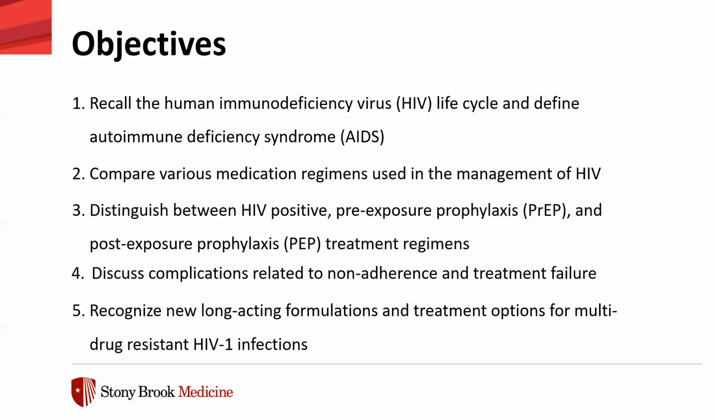Our objectives for today will be to recall the human immunodeficiency virus life cycle and define acquired immunodeficiency syndrome. We will compare various medication regimens used in the management of HIV and distinguish those from regimens utilized for pre-exposure prophylaxis and post-exposure prophylaxis. We will then discuss complications related to non-adherence and treatment failure and tie those into some new medications on the market, including a new long-acting formulation, as well as treatment options for multi-drug resistant HIV infections.